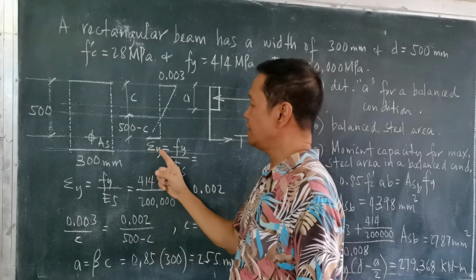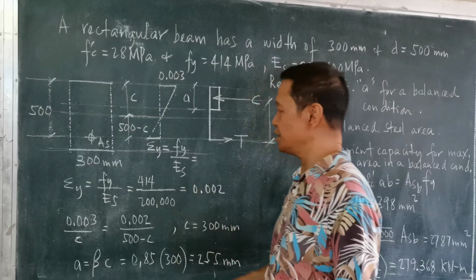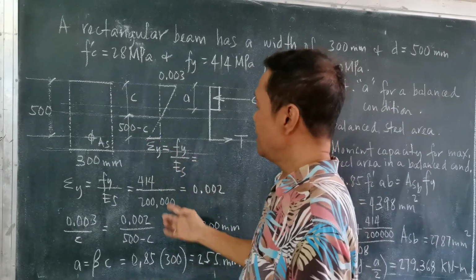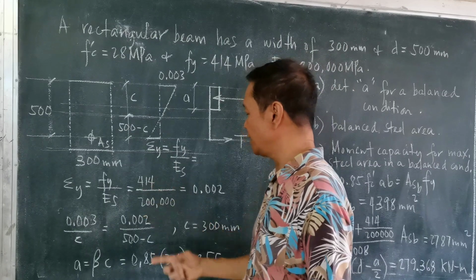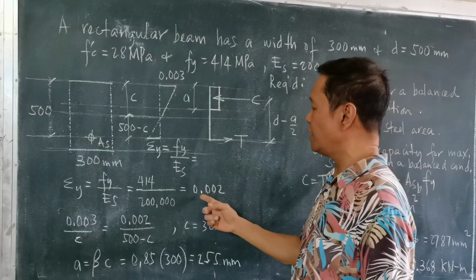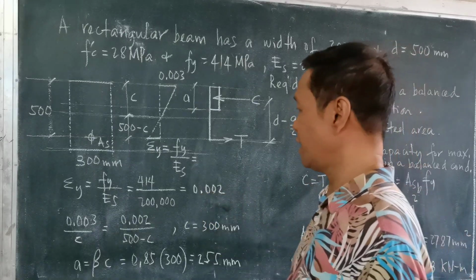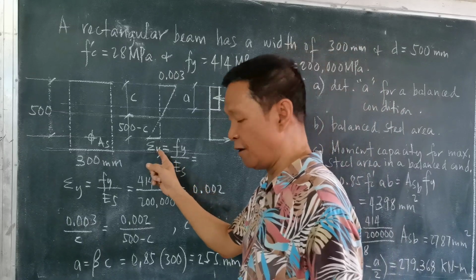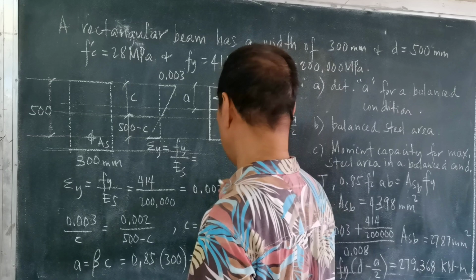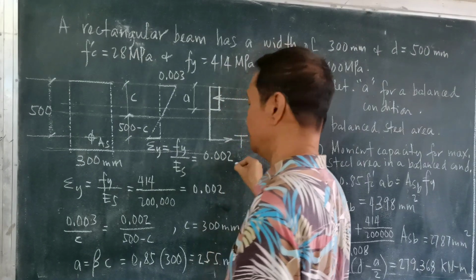The strain at yield point is always equal to Fy over the modulus of elasticity of steel. And if you solve this, it will be 414 over 200,000. You will get exactly 0.00207, to 5 decimal places. Okay? So this is now the value of the strain sub y, 0.002.